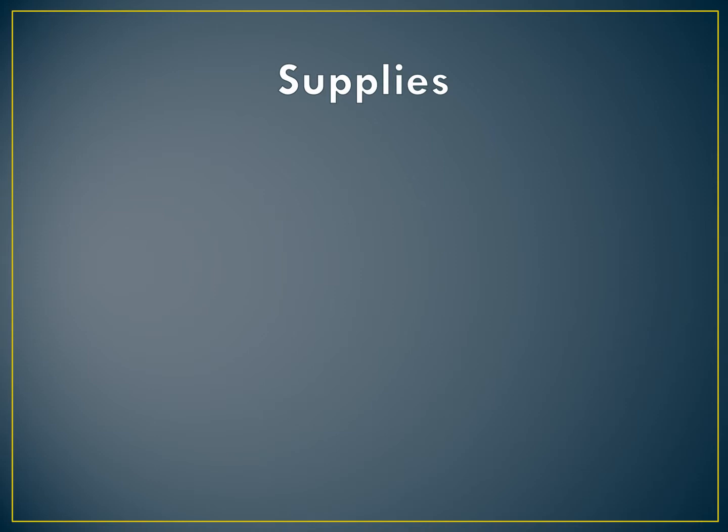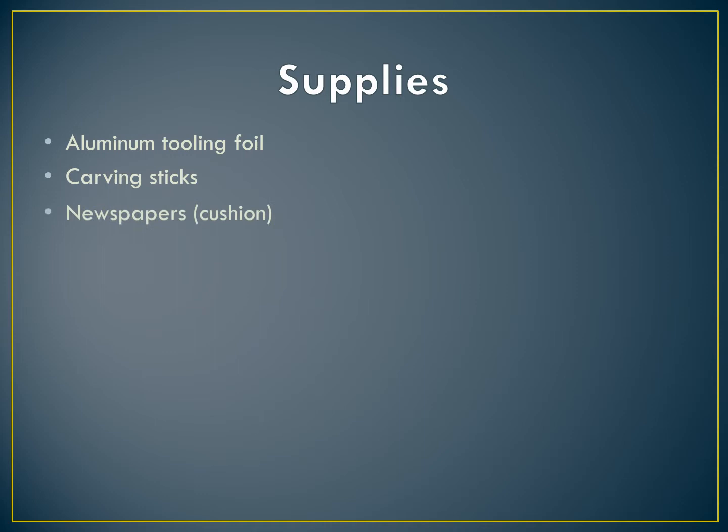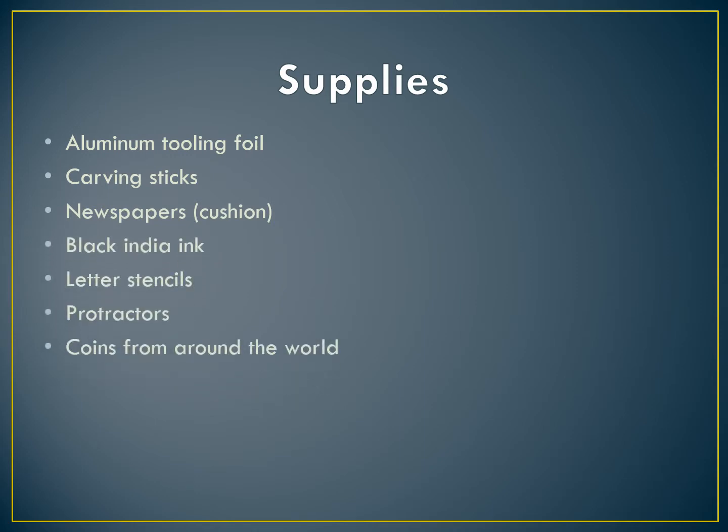The supplies used in this project are outlined here. Students will use aluminum tooling foil, carving sticks, newspapers as a cushion for the aluminum tooling foil sheets, black India ink in order to make the coins look older, letter stencils, protractors in order to create perfect circles, as well as coins from around the world in order to look at and draw inspiration.